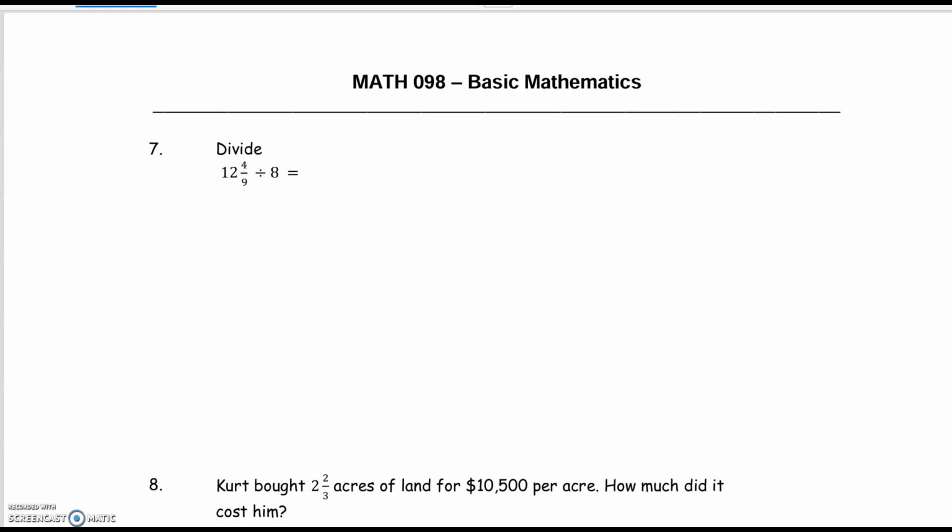12 and 4/9 is a mixed number. For division and multiplication of mixed numbers, we always change the mixed number to an improper fraction. So 12 times 9 plus 4, the whole divided by 9. 9 2s are 18, 9 1s are 9, plus 1, 10, plus 4 divided by 9. This is equal to 112 divided by 9.